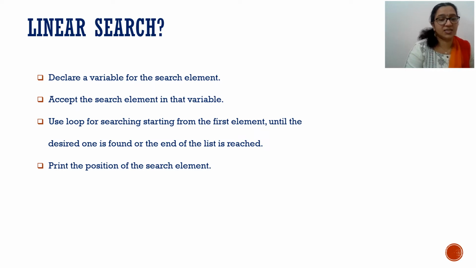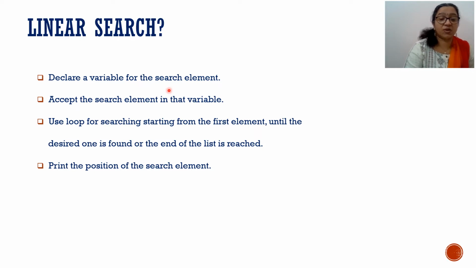Okay, what is linear search? First, we want to study the method of linear search. It is used for searching only, but why are we putting linear? What is the meaning of linear here? Okay, just see the points. Declare a variable for the search element. First, just assume that an integer array is already there with some elements, some values. Here we are declaring a variable for the search element, because we need a variable for inputting the value which we want to search. Then accept the search element in that variable. So we are accepting a value into that search variable.